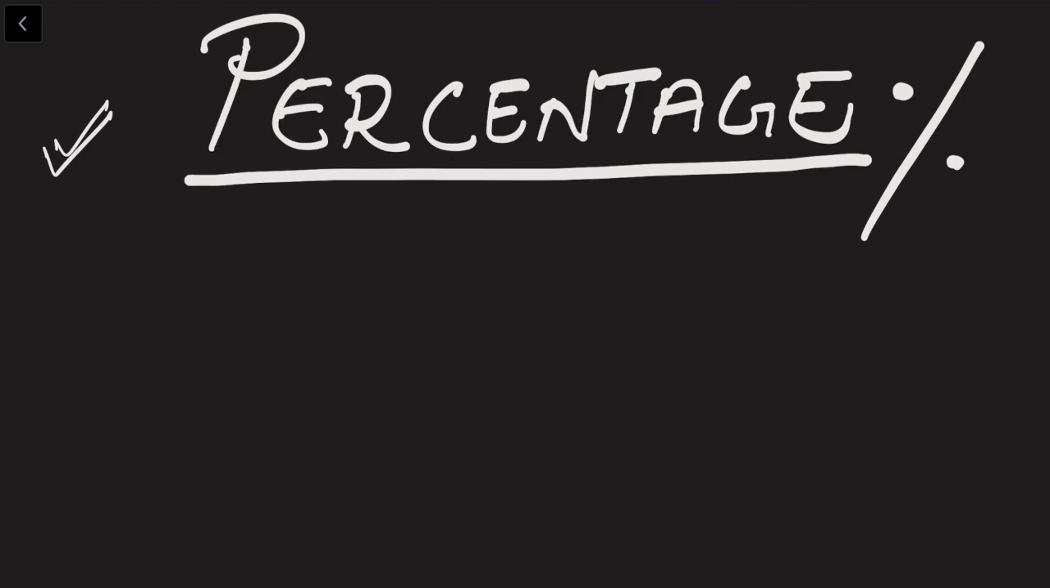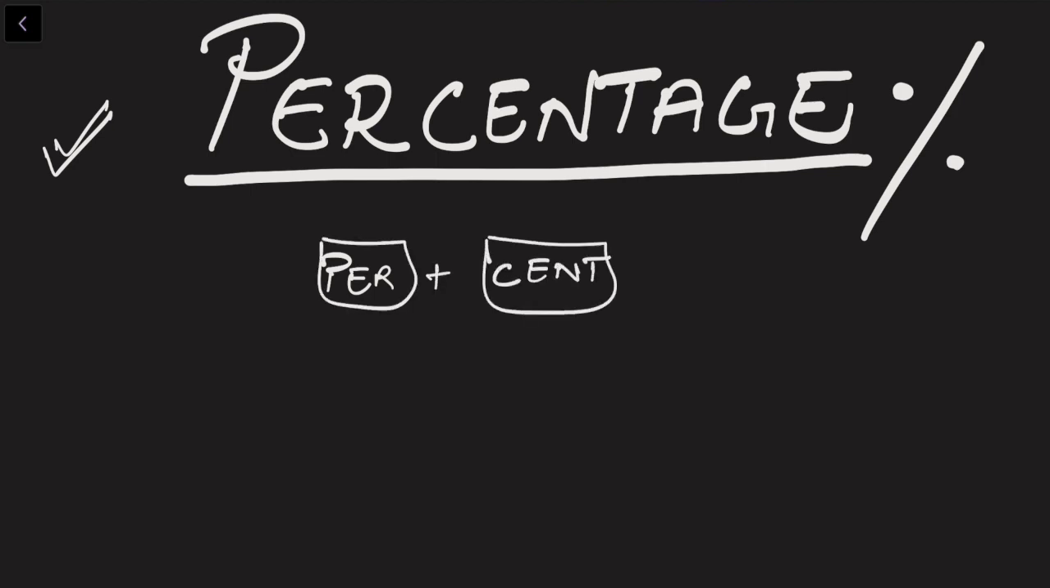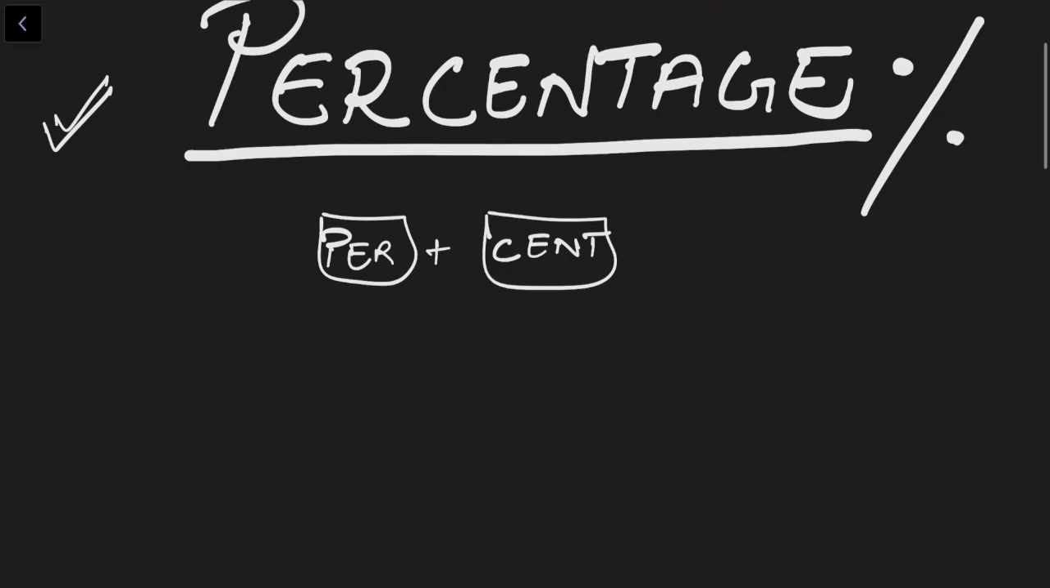First of all, percent is divided into two different terms. It is made up of two different terms, per plus cent. These are the two terms which make up percent, percentage. So percent, as it is visible, means per 100. Per cent means per 100.